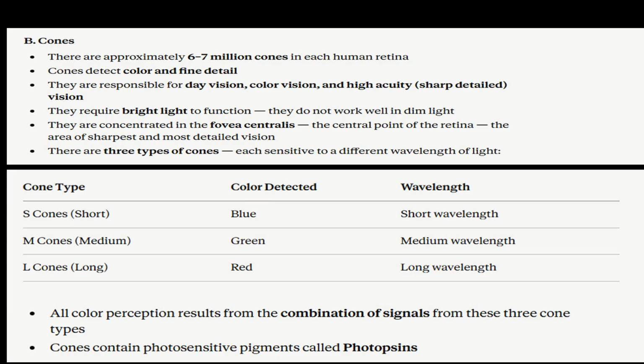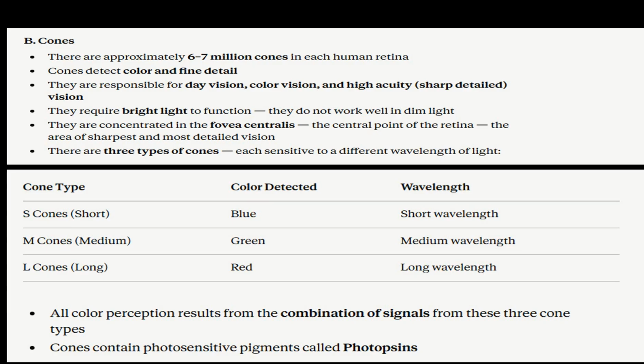Then we have M cones, that is medium cones. They can detect green color, medium wavelength. Then we have L cones, which is long cones. They can detect red color, for the long wavelength. So we can say all color perception results from the combination of signals from the three cone types. Whatever color we are visualizing is a result of the combination of signals from these three types of cone.